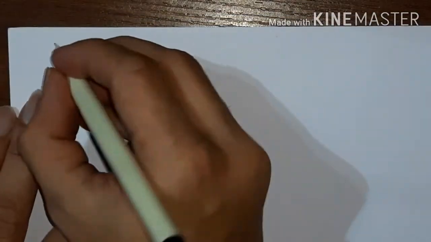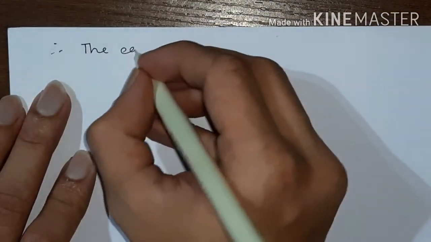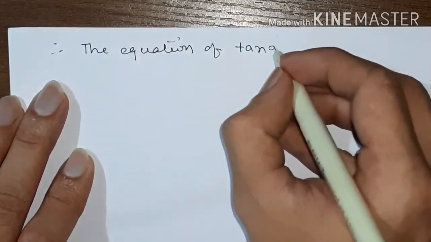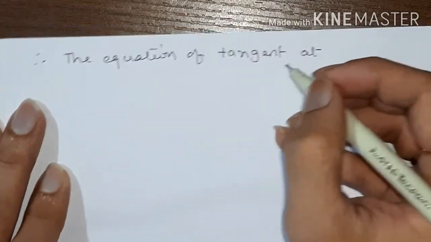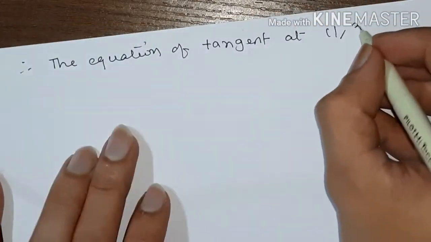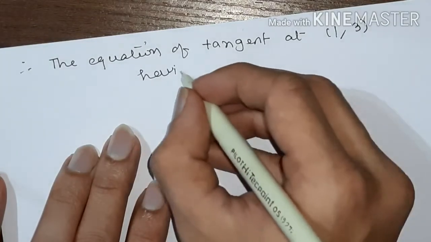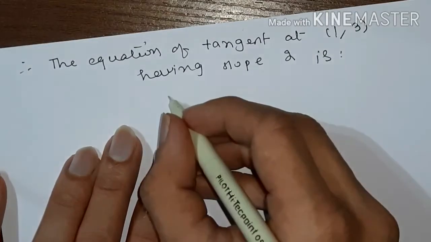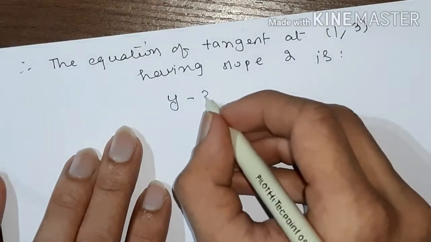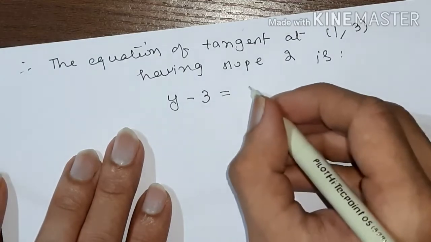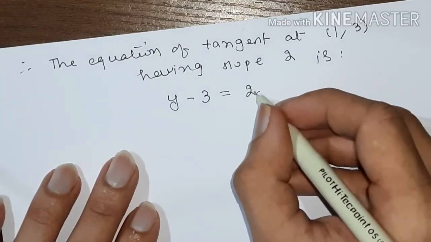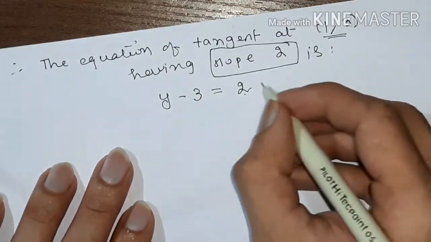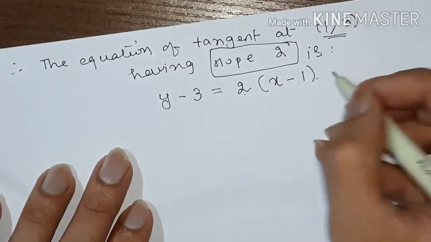So therefore the equation of tangent at the point (1, 3), having slope 2, is what? y minus y naught, which is 3, is equal to dy/dx at the point (1, 3), that is 2, which is the slope, multiplied by x minus 1.